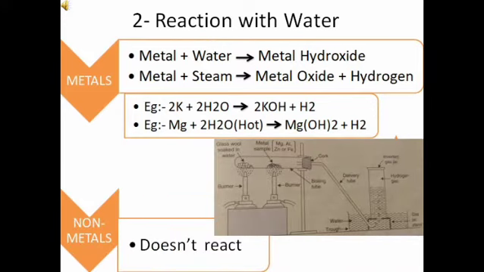Now let's see the reaction with the water. Metal reacts with water to form metal hydroxide plus hydrogen, and it reacts with the steam to form metal oxide plus hydrogen. For example, potassium plus water gives potassium hydroxide plus hydrogen plus heat. An important point to be noted is magnesium reacts with hot water and not the cold water to form magnesium hydroxide plus hydrogen.